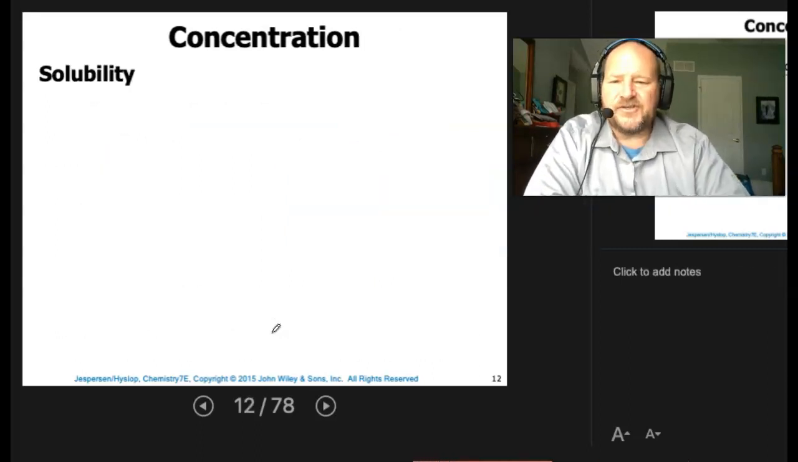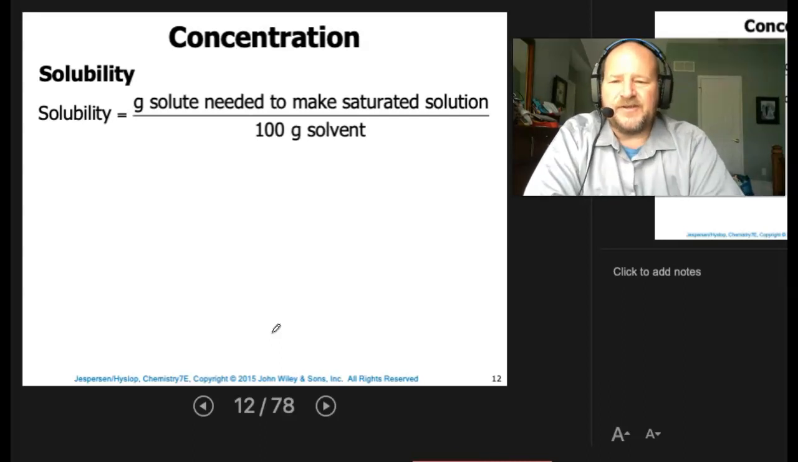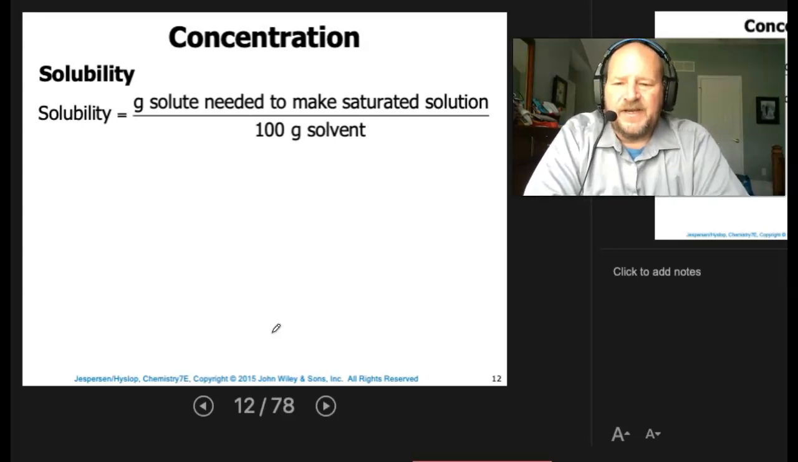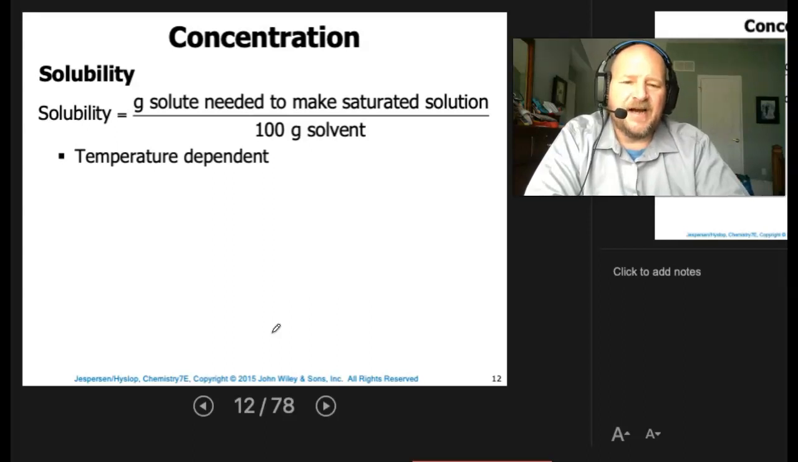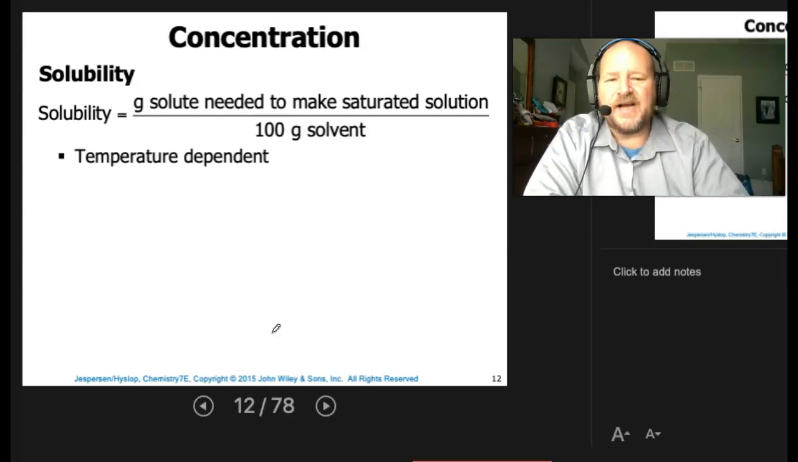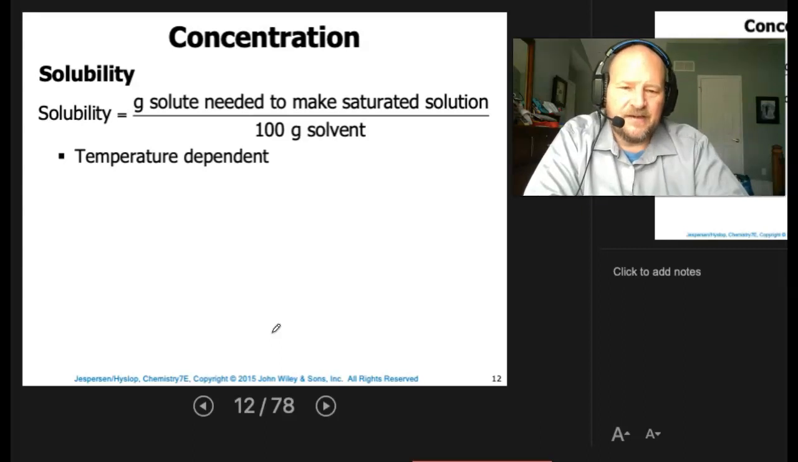All right, so concentration then, the first thing we look at is solubility. Solubility: grams of solute needed to make a saturated solution over 100 grams of solvent. This is temperature dependent. So as I heat it up, would I expect to be able to get more solid in solution or less? And hopefully you said more, right?